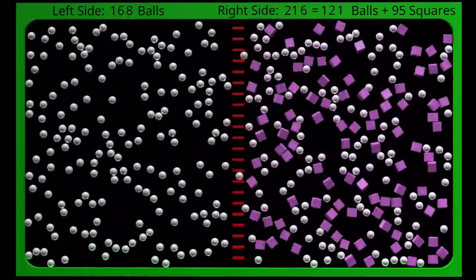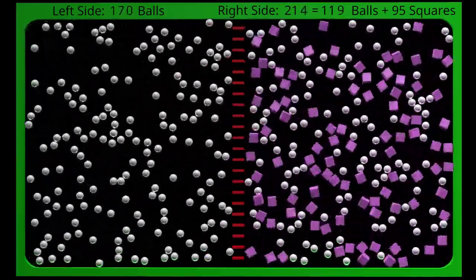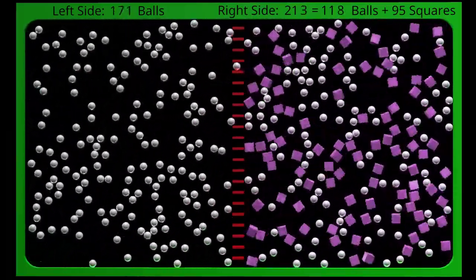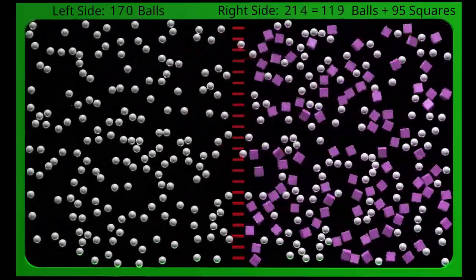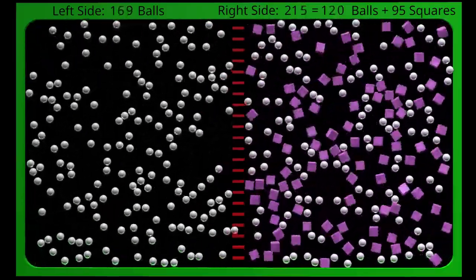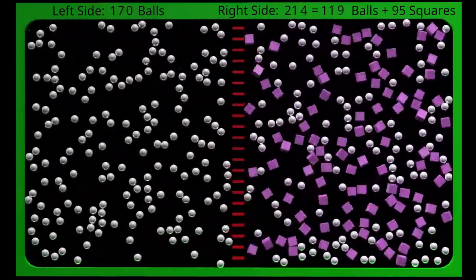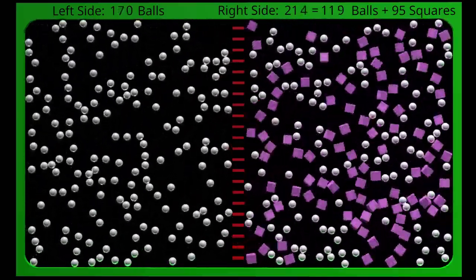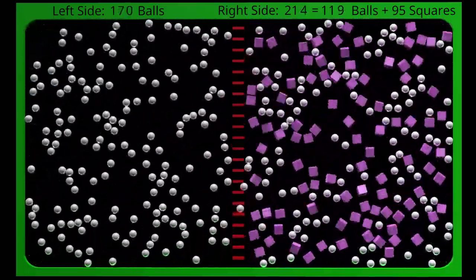As a result, the pressure on the walls on the right side of the container will be higher than the pressure on the walls of the left side of the container. This is what caused the rise in fluid in the previous example. This example and the previous example are what we call osmosis.